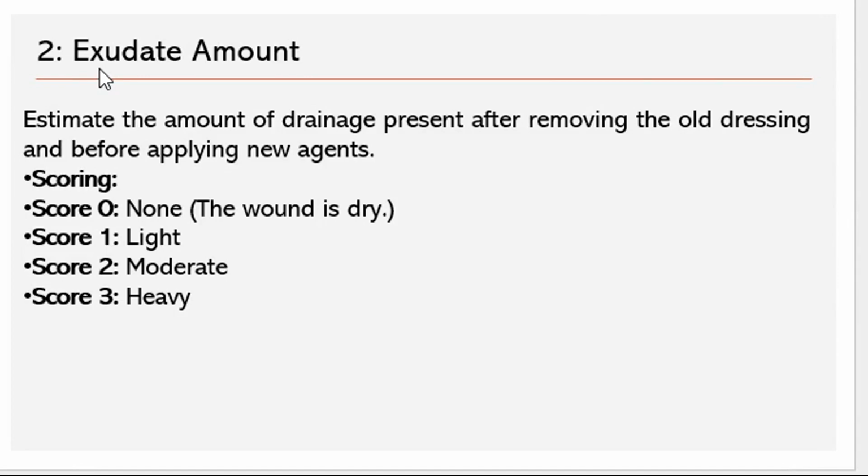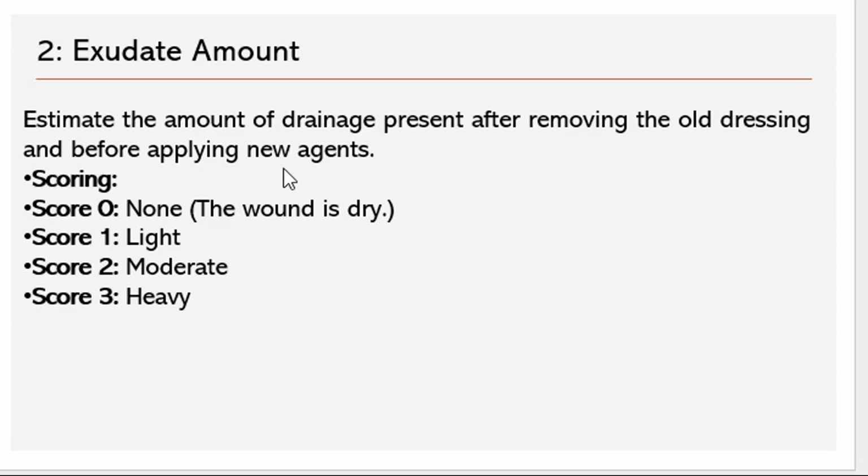Another parameter, the second parameter, is exudate amount. I have already told you, it is an estimate of the amount of drainage present after removing the old dressing and before applying a new agent. Without even cleaning, without applying any ointment or solution, we should see what drainage is coming out from the wound. That we can't measure, we have to estimate it. Approximately.